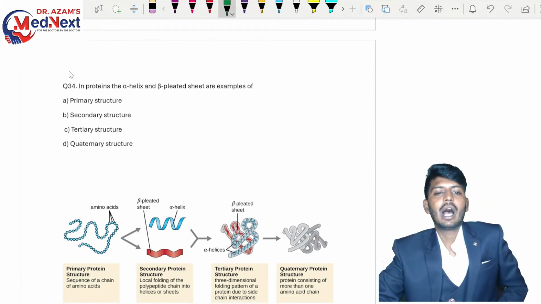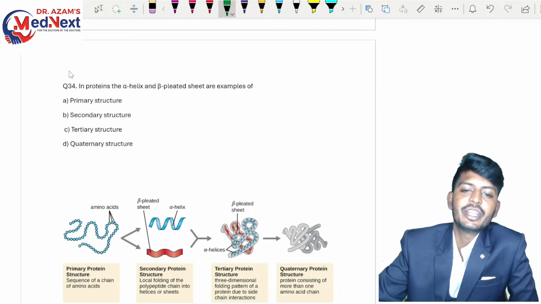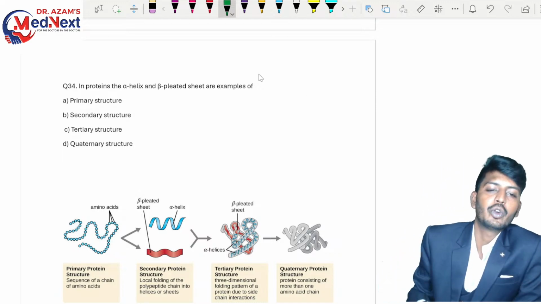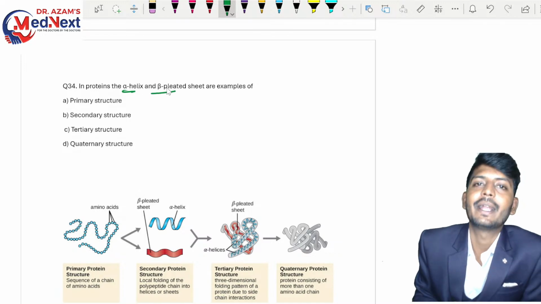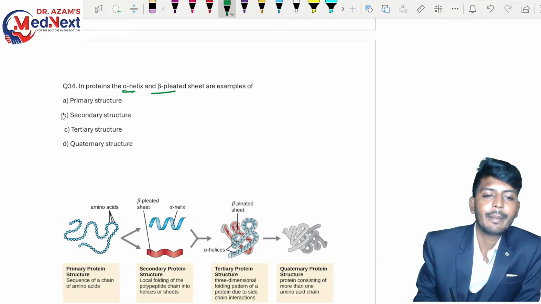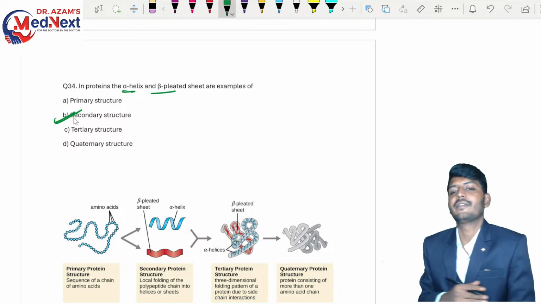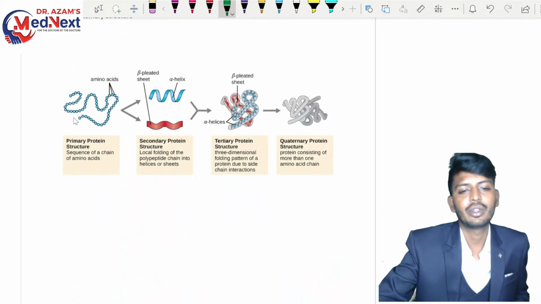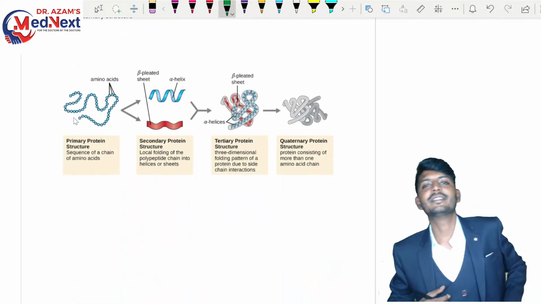In the protein, alpha helix and beta pleated sheet are an example of. यहाँ पे दो चीज होता है, alpha helix भी है, beta pleated sheet. If two things are there, remember it is a secondary structure of the protein. सर ये secondary structure क्या होता है? यहाँ पे एक image डाला हुआ है मैंने, इस चीज से समझ लेते हैं.